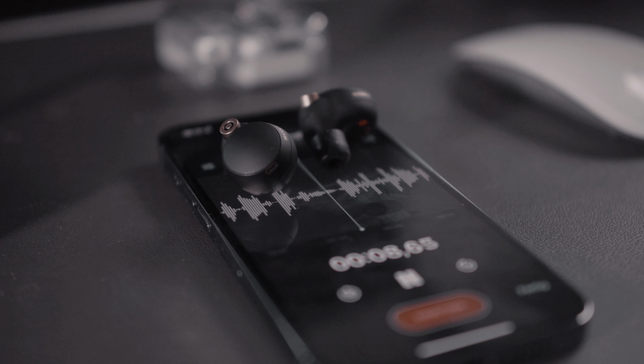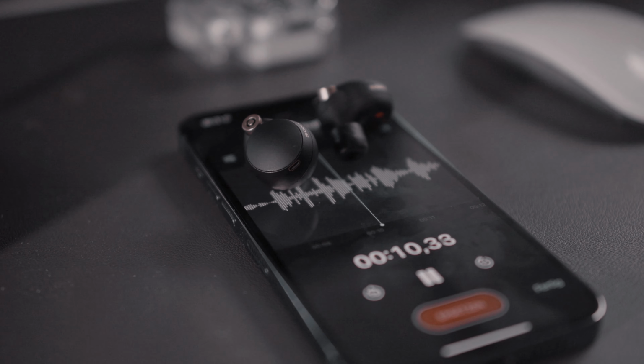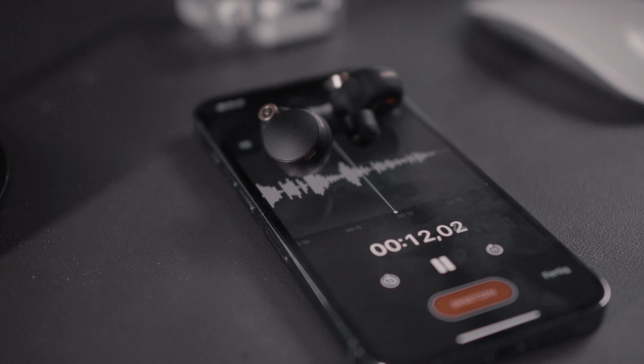But when it comes to sound quality, not only what comes out is important, so what goes in is a thing of beauty. Here is a test example of the microphones on the Sony 1000XM4s.